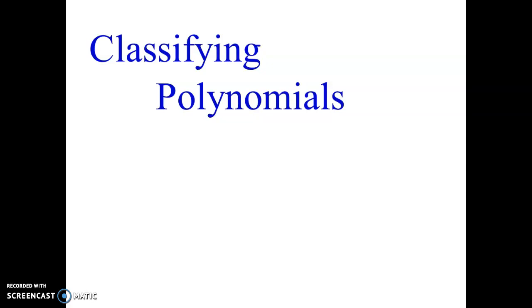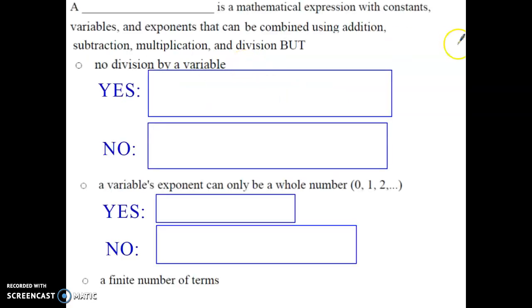In this video, we are going to be talking about classifying polynomials based on some of their characteristics. So before we get started, it would be good if we had a working definition of a polynomial. A polynomial is a mathematical expression with constants, variables, and exponents that can be combined using subtraction, multiplication, and division.